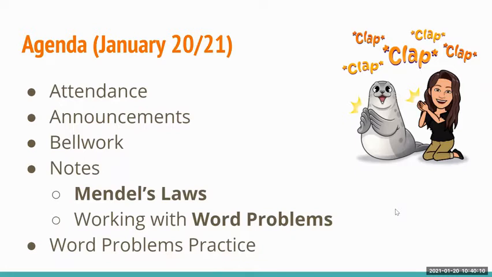So we're going to start off with some announcements. Then we're going to do some bell work to continue practicing our Punnett squares. Then we're going to go over some notes specifically about Mendel and his laws of inheritance, essentially what he found through all of his research. And I'm going to talk a little bit about how to work with word problems in genetics, specifically information that tells you how to do the Punnett square. After those notes, I'm just going to give you time to practice those word problems in the practice assignment.